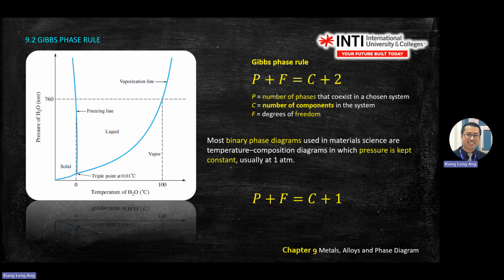Binary means the syrup one, water and sugar. Under here you will see something different, 0 to 100, 100 to 0. You will see that one. So again, I need to highlight this: don't confuse between the top and bottom. Plus 2 is the individual or single phase diagram. P plus F equals C plus 1 is the binary phase diagram.